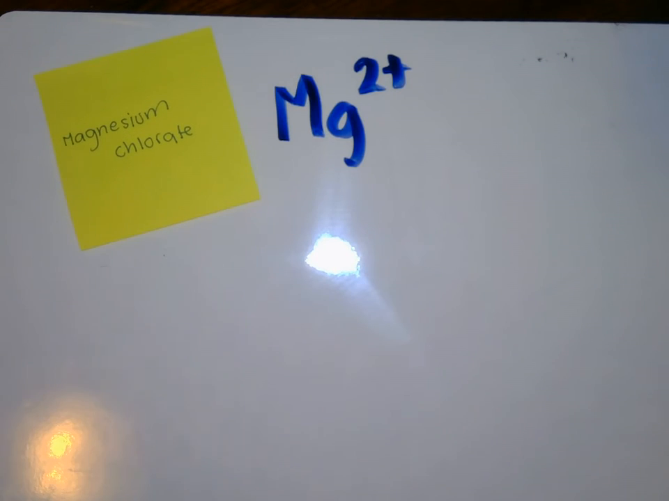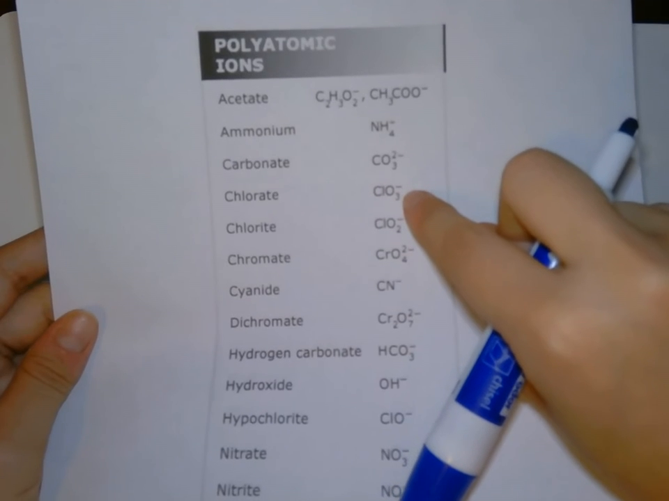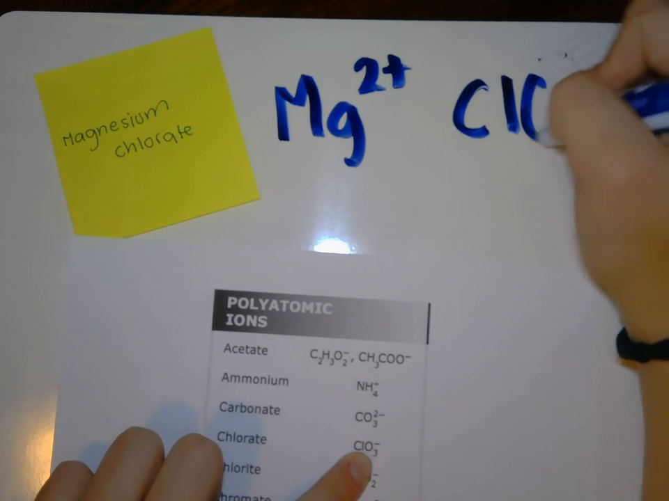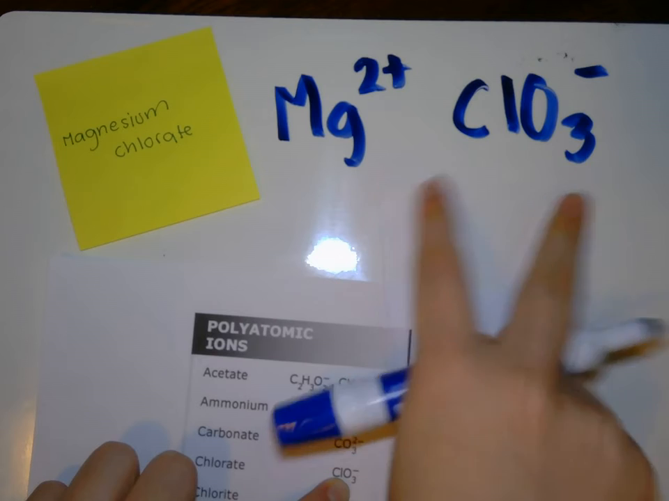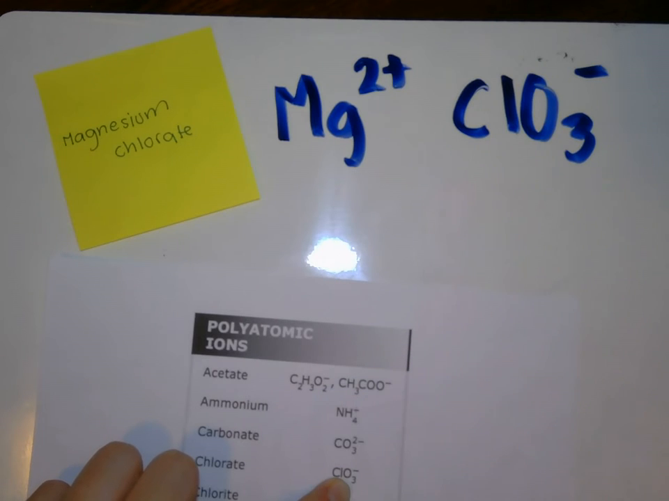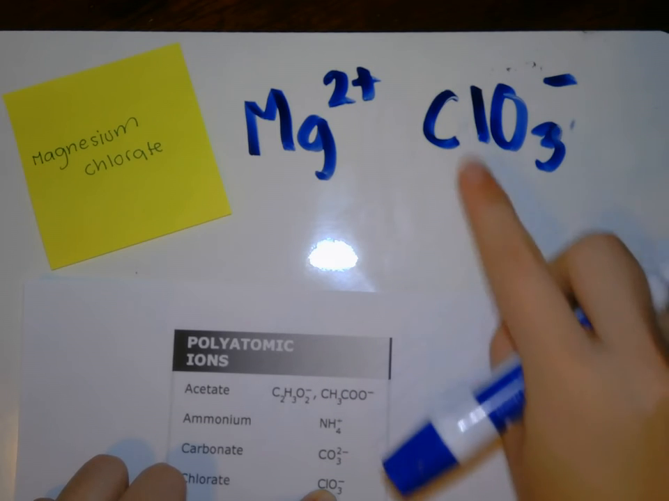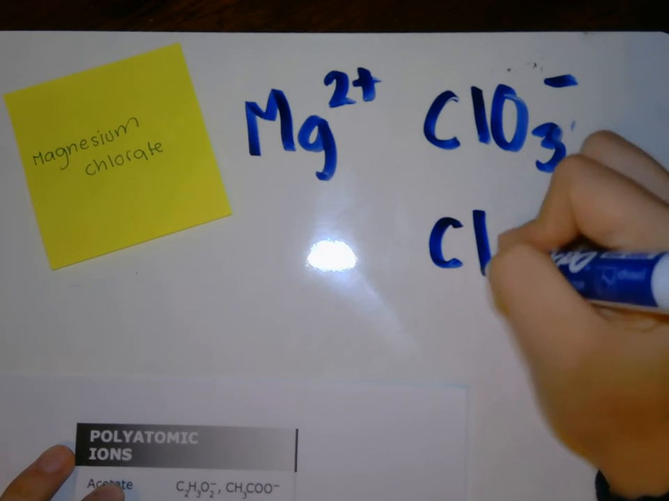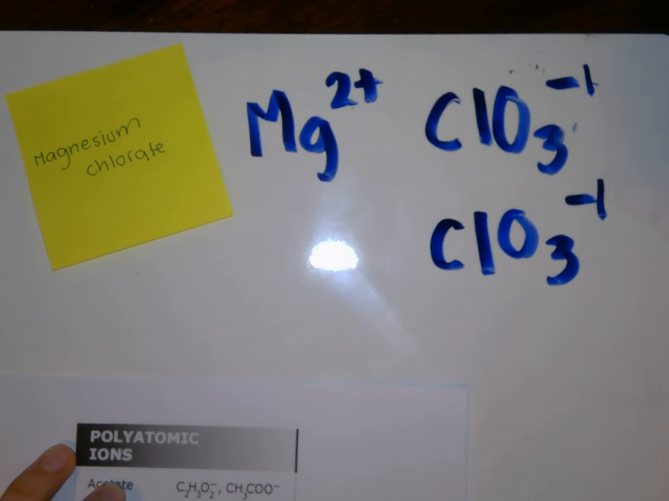And I know that chlorate, you can look at my chart here, chlorate is a ClO3-. I have to figure out a way where the charges of these two, when I combine them, are balanced equal to 0. So if I have 2+ here and a -1, I'm going to need another -1 to balance out this 2 positive charge. So I'm going to need to draw another one of these. So 2+, -1, -1.